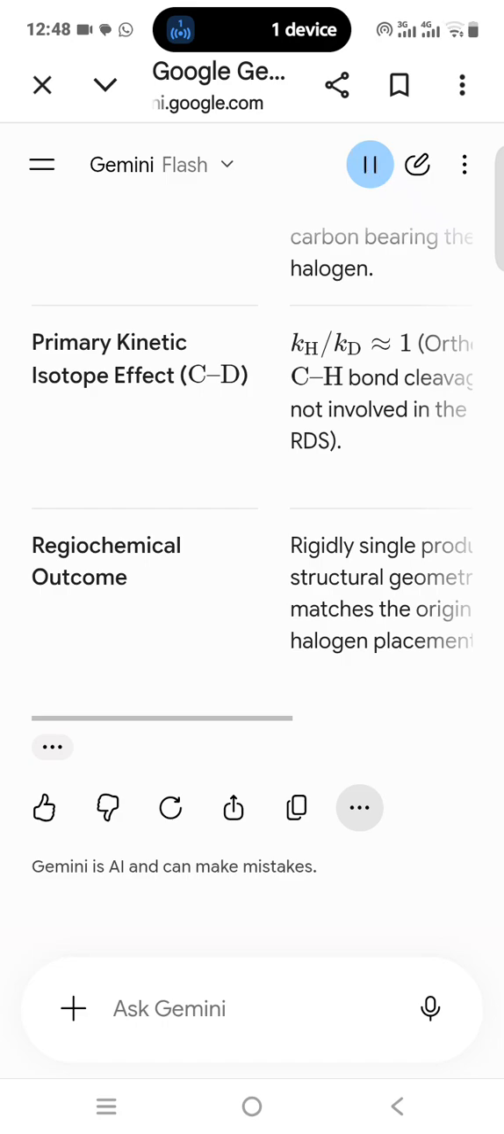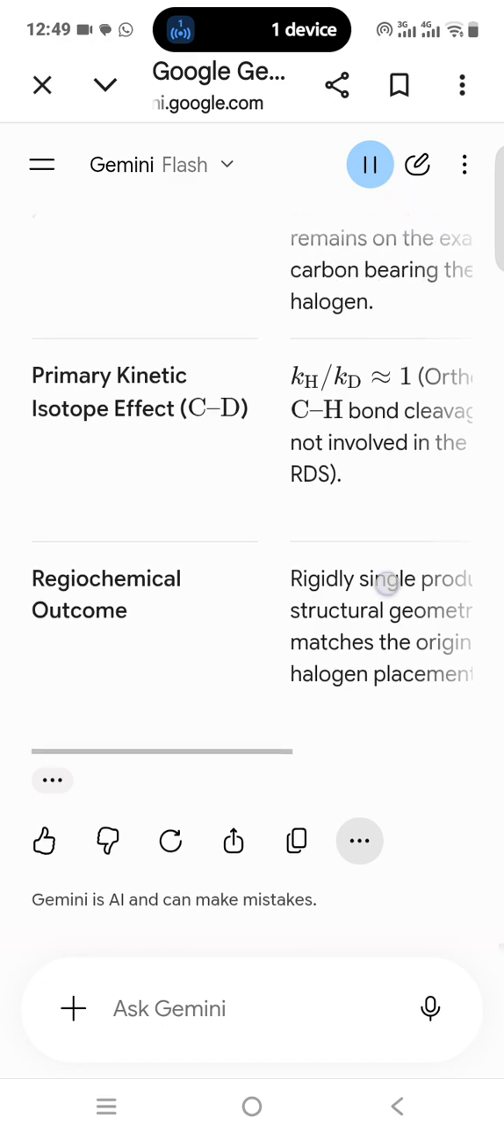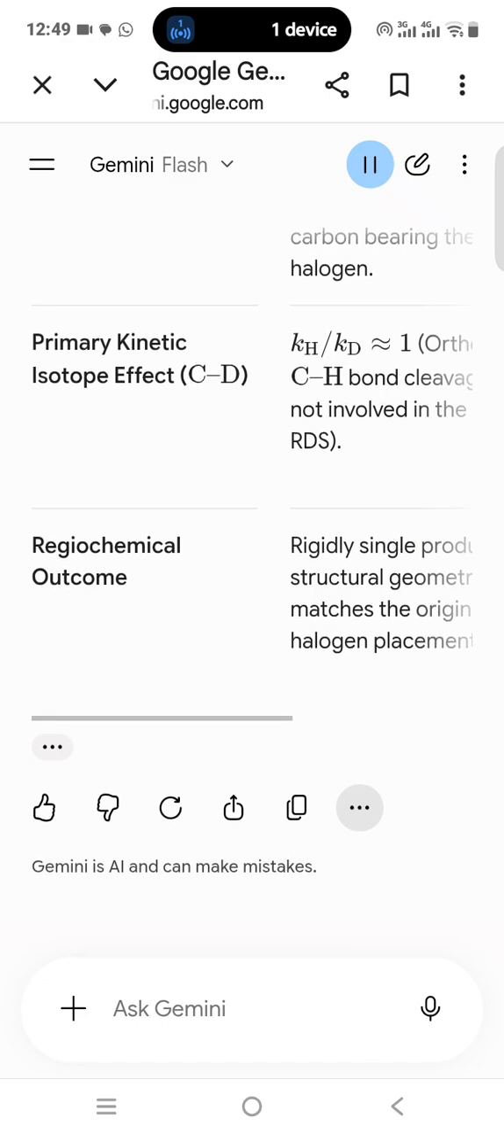To definitively distinguish between the S_NAR addition-elimination pathway, which passes through a Meisenheimer complex, and the benzyne elimination-addition pathway, organic chemists rely on elegant kinetic and isotopic labeling experiments. Because a Meisenheimer complex preserves the aromatic skeleton while a benzyne intermediate introduces a transient, highly strained triple bond across two carbons, their experimental footprints are entirely different.